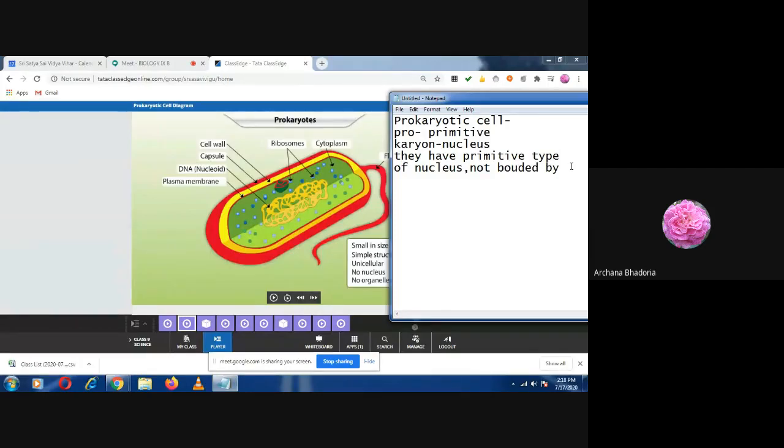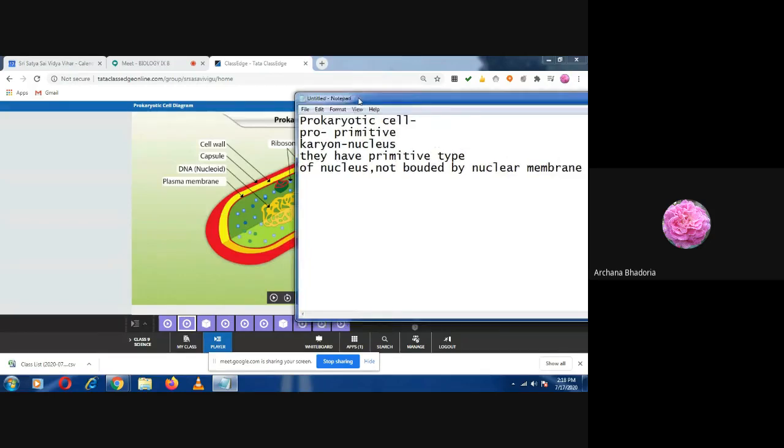So the first important feature of the prokaryotic cell, is it very clear to you, is that they have the primitive type of nucleus, and what is the meaning of it? That it is not bounded by a nuclear membrane. So note down everyone, it is not bounded by a nuclear membrane.